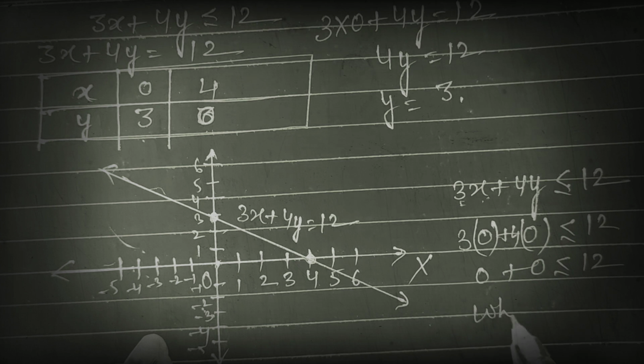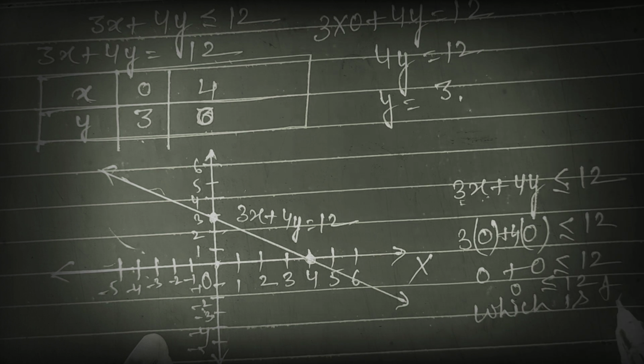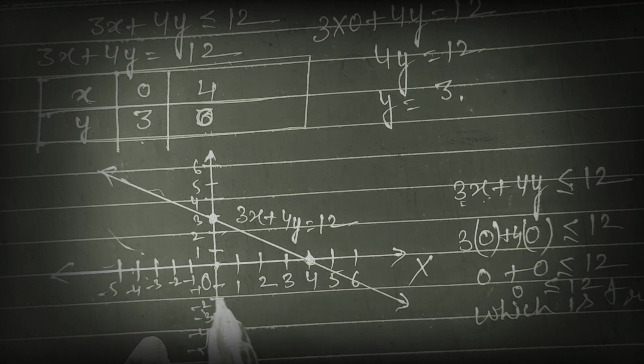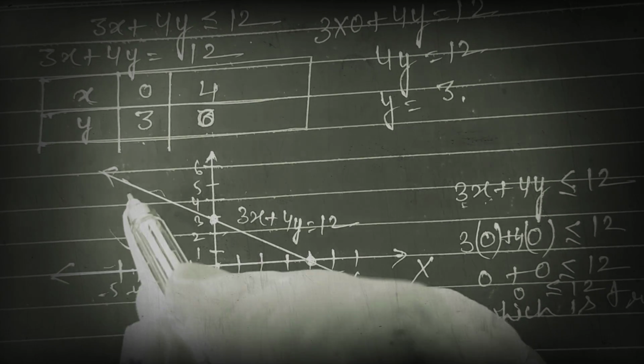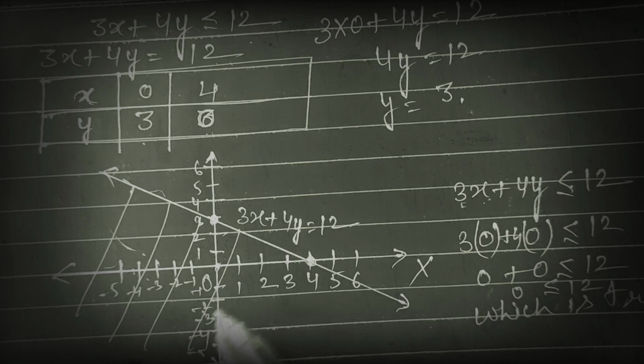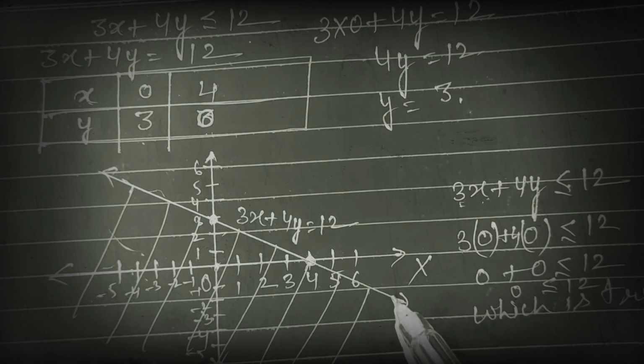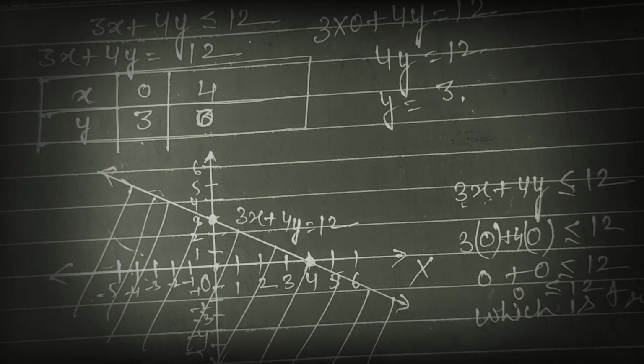Yes, it is true. 0 is less than 12. If it is less than 12, that means 0, 0 satisfies this inequation. So the shaded region will be in the origin, or towards the origin.